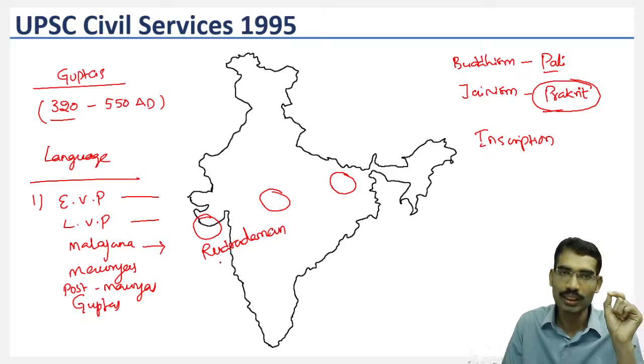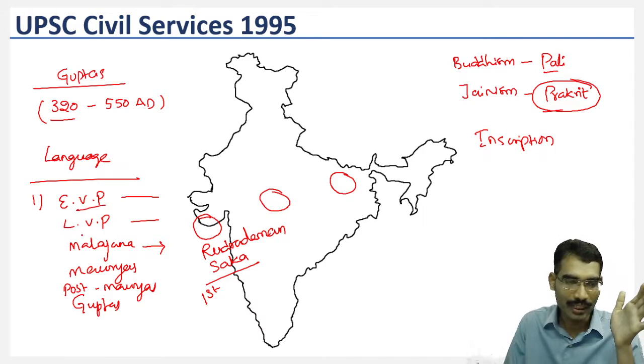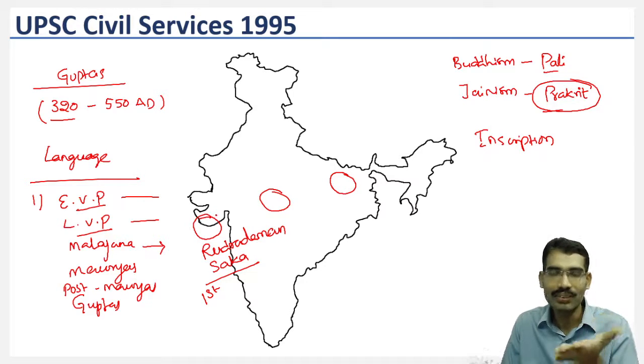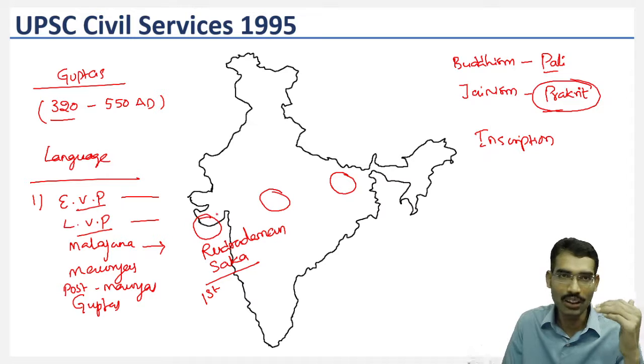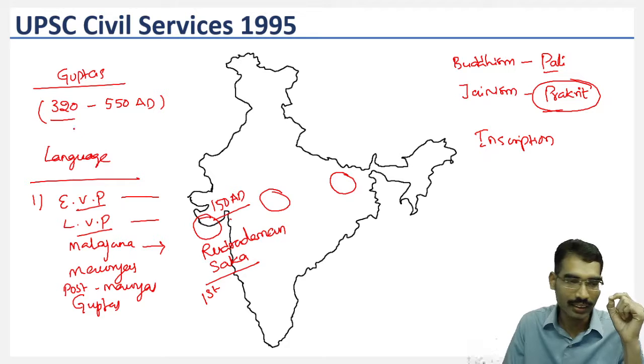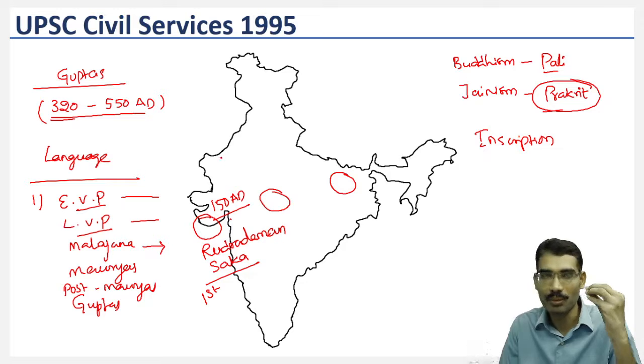Rudradaman was a Shaka ruler. He issued the first pure Sanskrit inscription. This is the real beginning of Sanskrit apart from early Vedic and later Vedic texts. From this time onwards, Sanskrit gradually became a dominant language. Rudradaman's time is around 150 AD, the Shaka era. Now we are talking about 320 to 550 AD. By this time, Sanskrit became very important.